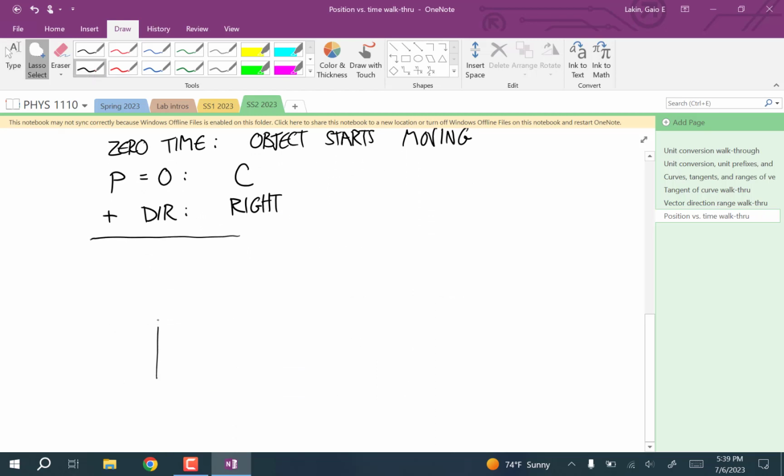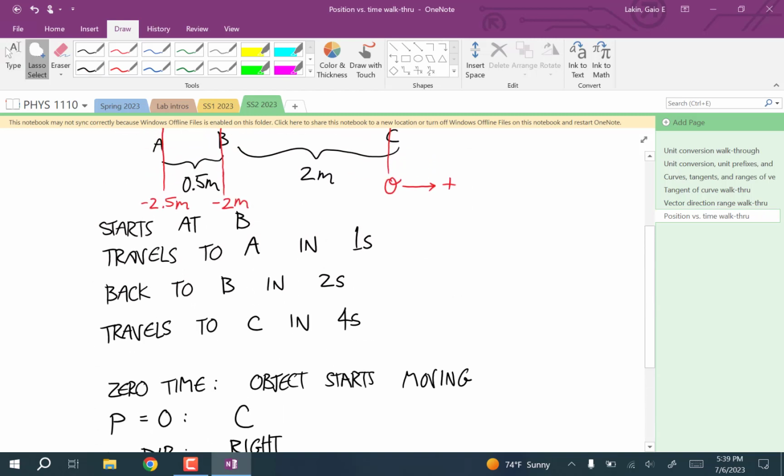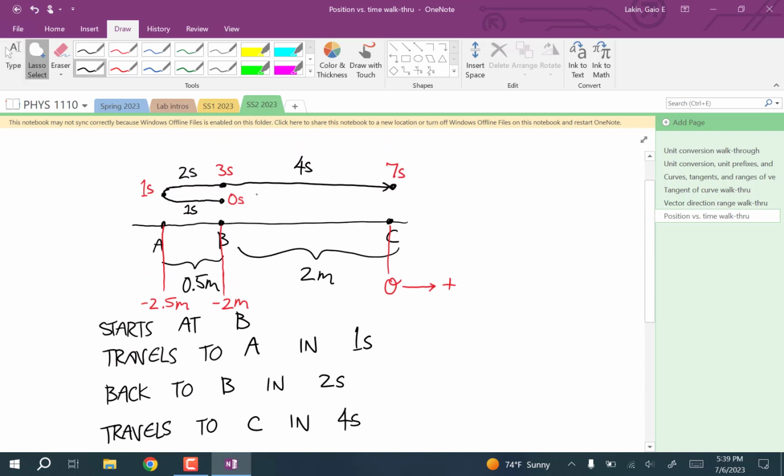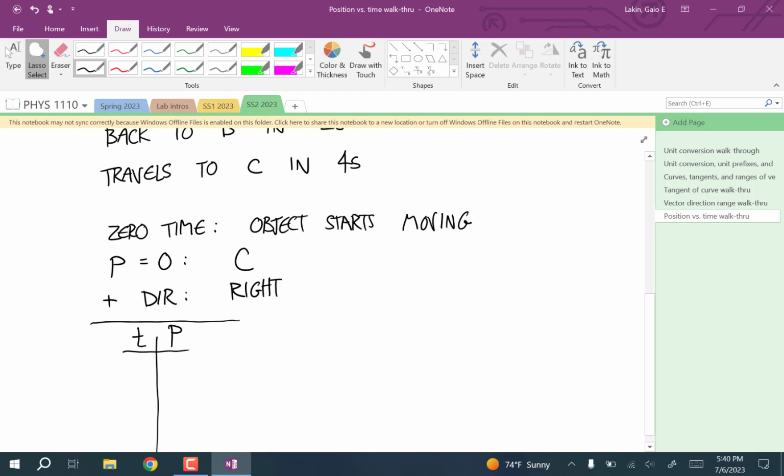Okay, so I'm going to put time in this column, position in this column. The first instant that we have information about is at the start of the motion. The time is 0 seconds. And since we're at B, we know that the position is negative 2. So we have 0 for time, and position is negative 2 meters.